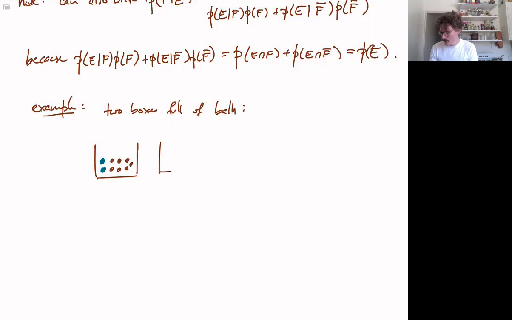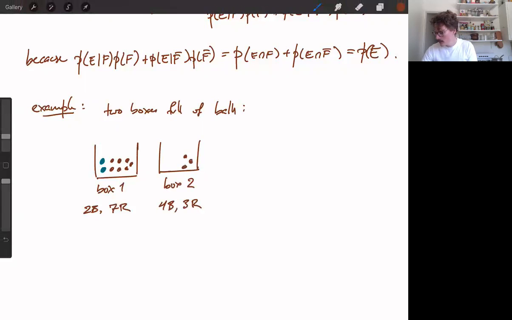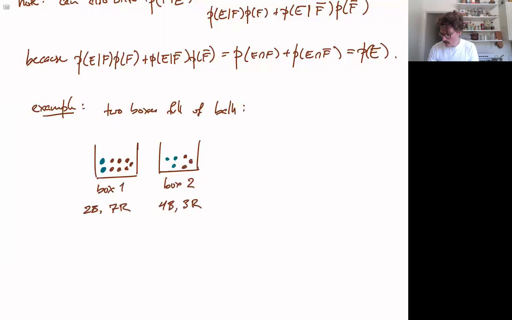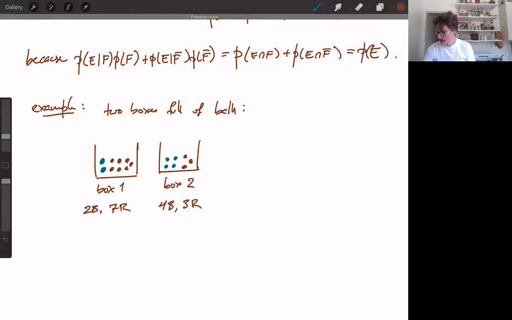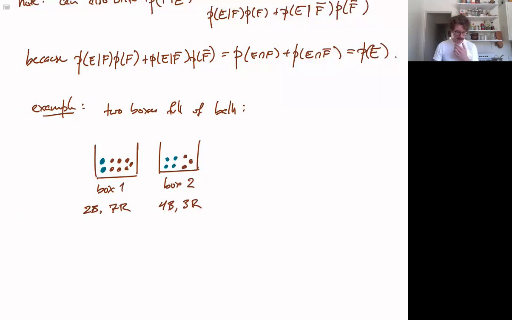And then we have box 2. So box 1, 2 blue, 7 red. And then box 2 will have 4 blue and 3 red. So 3 red balls and 4 blue balls. There we go.